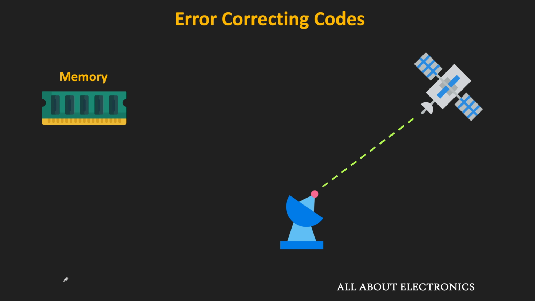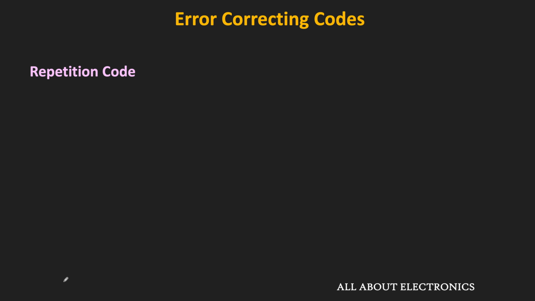So one of the very basic type of error correcting code is the repetition code, where the same bit is sent multiple times. So in case of the triple repetition code, the 1 is sent as 111, while the 0 is sent as 000. That means the same bit is repeated thrice. And at the receiver, the decision is taken based on the majority.